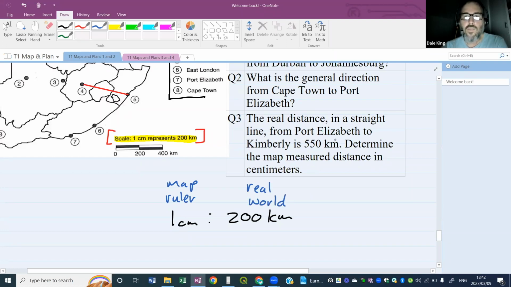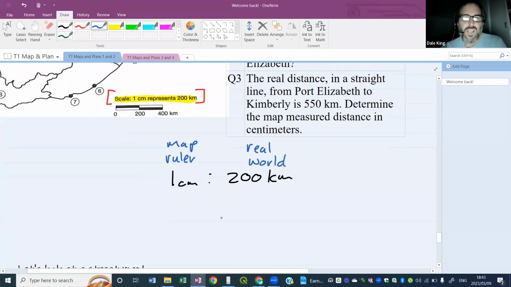Now they give us 550 kilometers and they tell us it's the real distance. So that's the number on the right-hand side of our ratio. They're telling me that every 200 kilometers, I'll get 1 centimeter. So what I want to do is find out in my 550, how many 200s do I have? Because each 200 kilometers out of my 550 kilometers is 1 centimeter. So I want to cut my 550 up into 200 kilometer blocks.